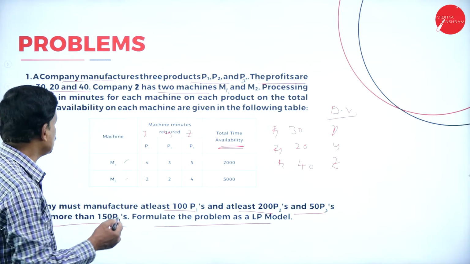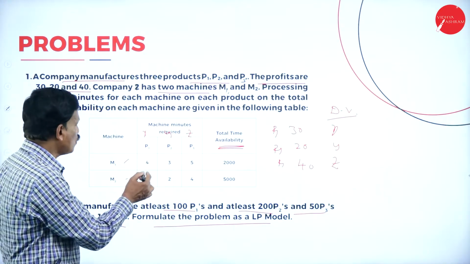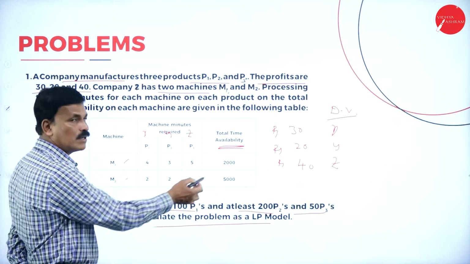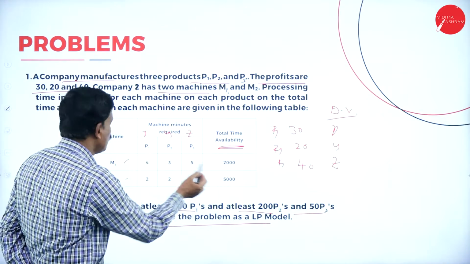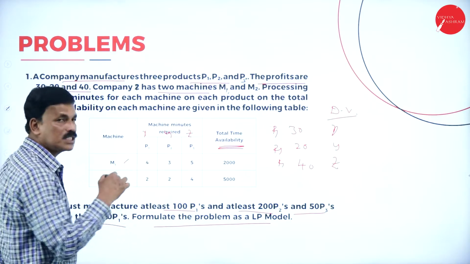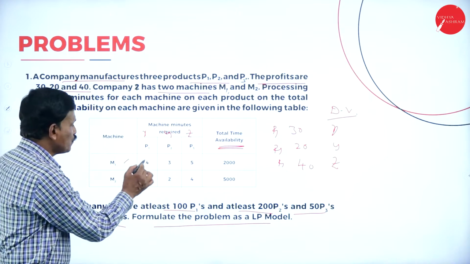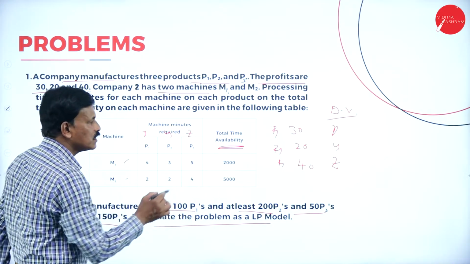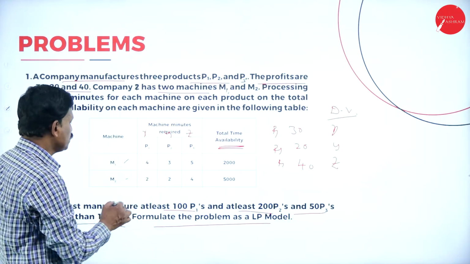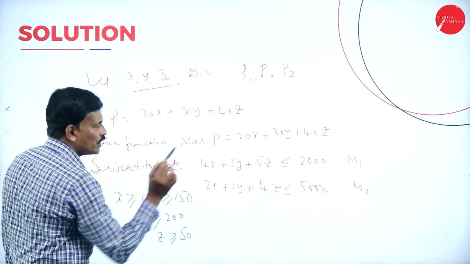What are the constraints here? P1, P2, P3 will be produced, giving the decision variables for the machines M1 and M2. The maximum availability of time is 2000 minutes for machine M1 and 5000 minutes for machine M2. Therefore, this can be put in mathematical form: for machine M1, 4x plus 3y plus 5z is less than or equal to 2000. Similarly, for machine M2, 2x plus 2y plus 4z is less than or equal to 5000.